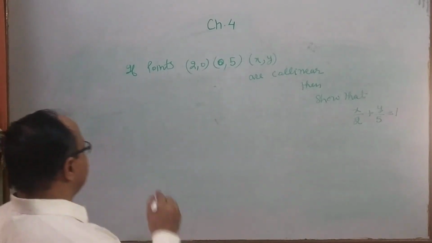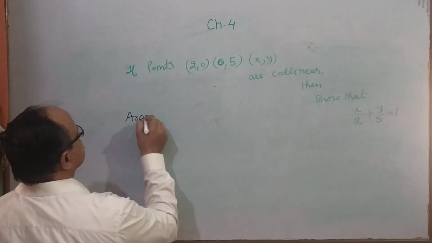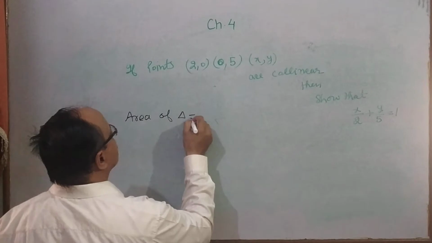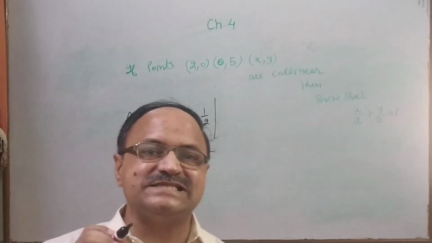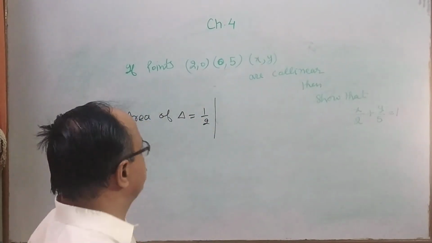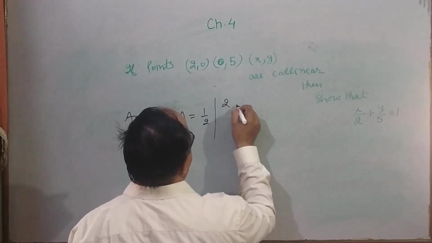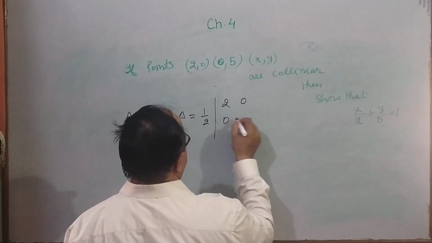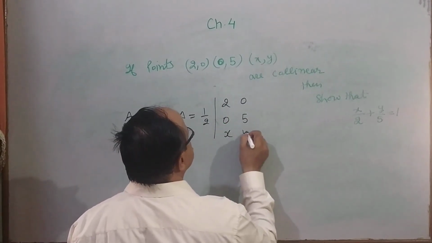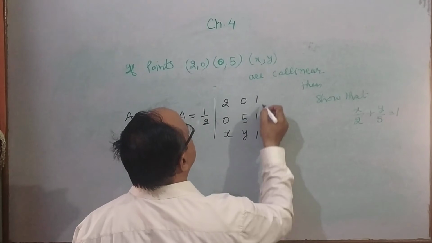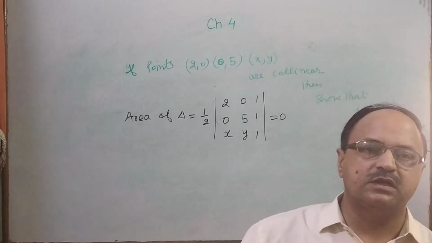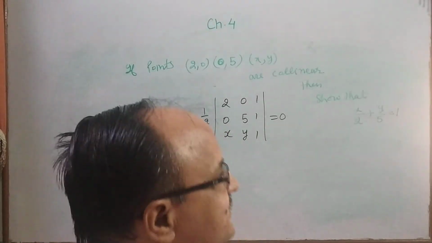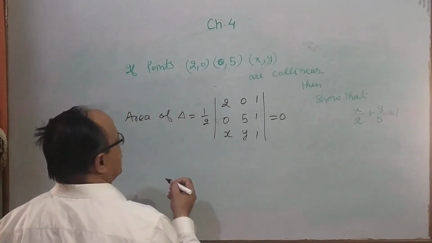Area of triangle, can you tell me the formula? Area of triangle formula, you know. Half, put the vertices of the triangle ABC. I can put here 2, 0, 1; 0, 5, 1; x, y, 1. If the points are collinear, then area of the triangle must be 0. You know very well.